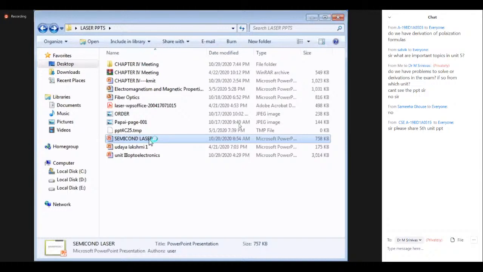Fine. This is the basic difference between a homojunction semiconductor laser and a heterojunction semiconductor laser. The heterojunction semiconductor laser in detail is not in the syllabus. It is only the difference between homojunction and heterojunction semiconductor laser.